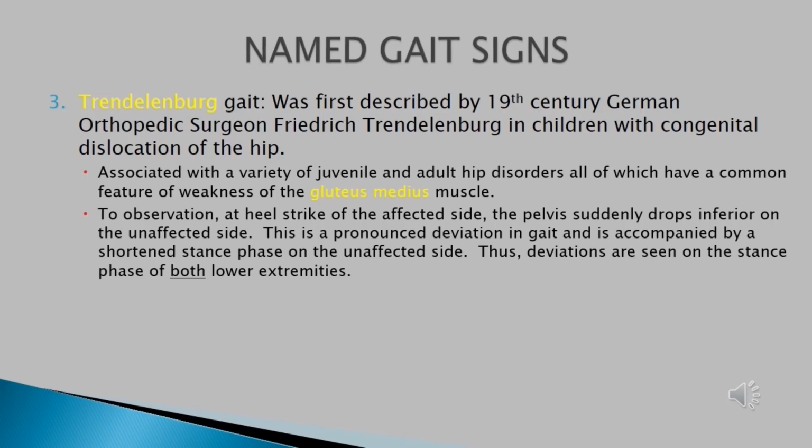Now, because of weakness of the gluteus medius muscle and a dropping of the pelvis on the non-weight-bearing side, the examinee has to compensate for this. Otherwise, they would fall over towards the non-weight-bearing side. So in order to prevent themselves from falling over, they throw their body toward the side of the leg going through stance phase.